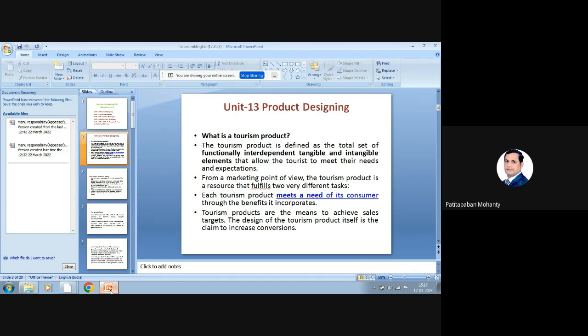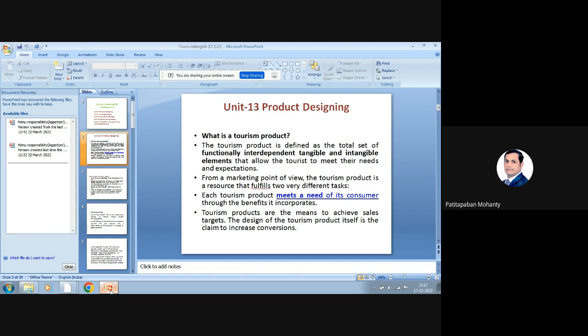It may be man-made attractions, or maybe nature-made resources. So when we think about product marketing, we should design it in such a manner that it will attract, or penetrate the market in an efficient manner, so that the tourists or the visitors can actually purchase that product. So that's why product designing is a very important part.